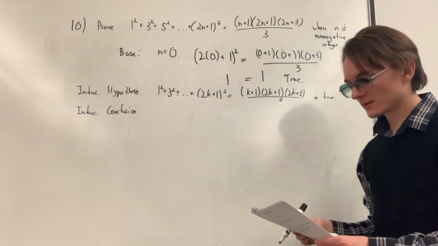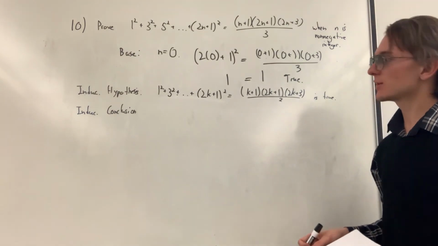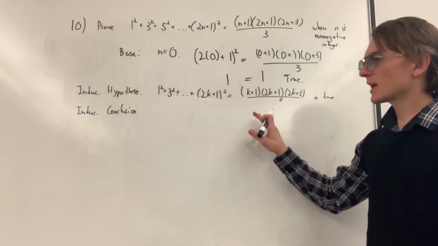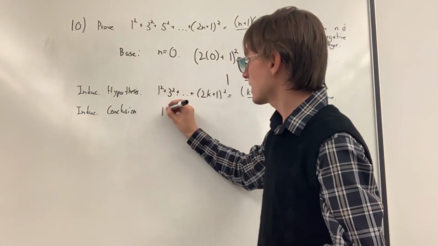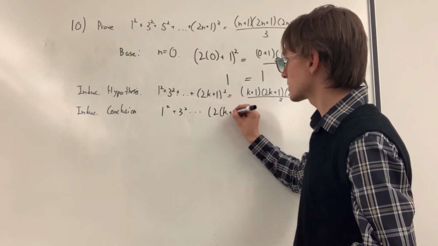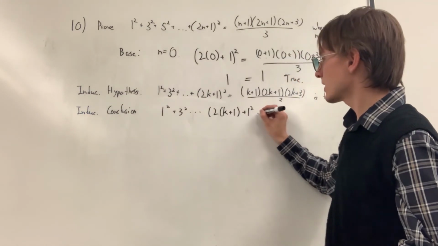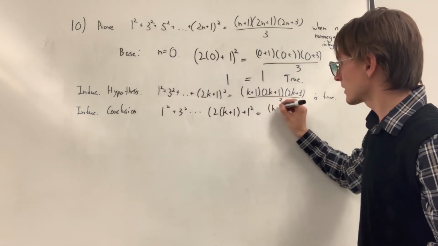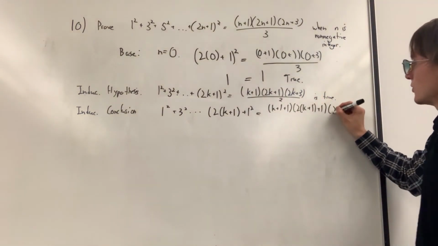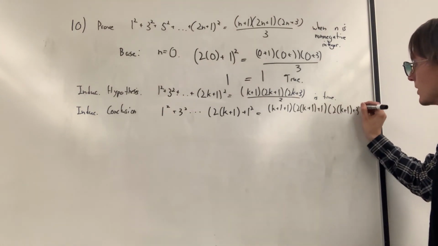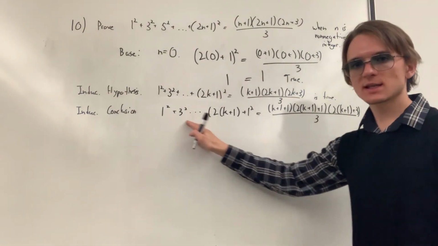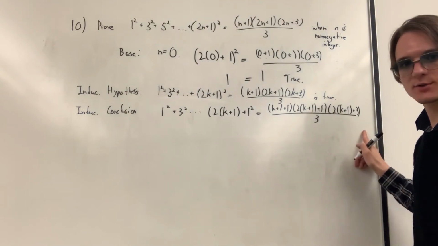Now, we want to have an inductive conclusion. The inductive conclusion is going to be replacing all of the k's with k plus 1. So we have 1 squared plus 3 squared, all the way up through 2 times k plus 1 squared. That's equal to k plus 1 plus 1, 2 times k plus 1 plus 1, 2 times k plus 1 plus 3, all over 3. We want to show that this is true. Let's begin with this side of the expression and show that it's equal to this over here.